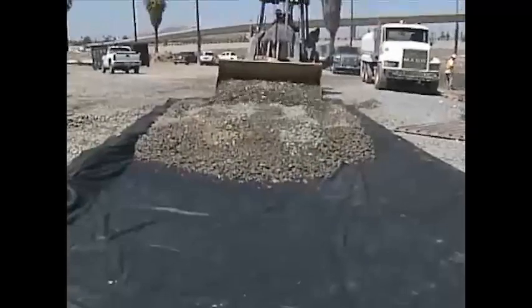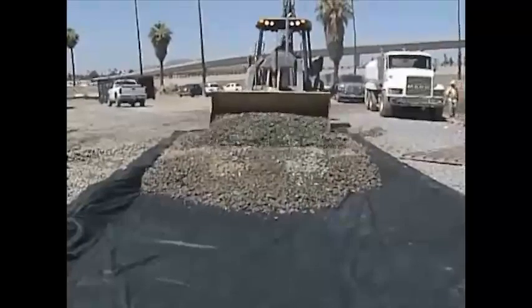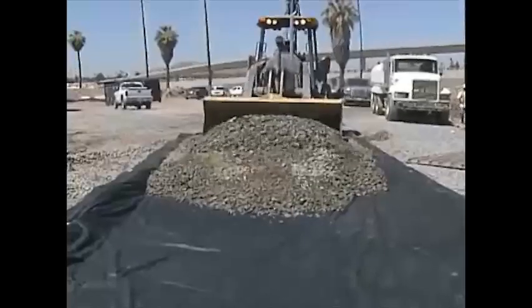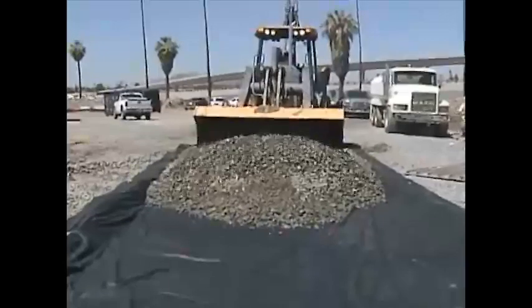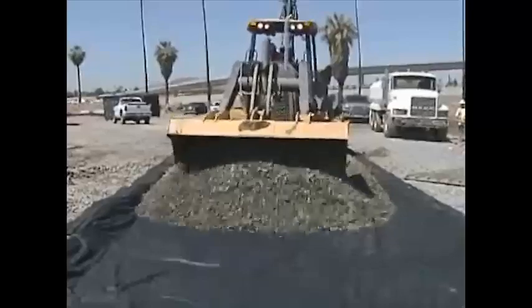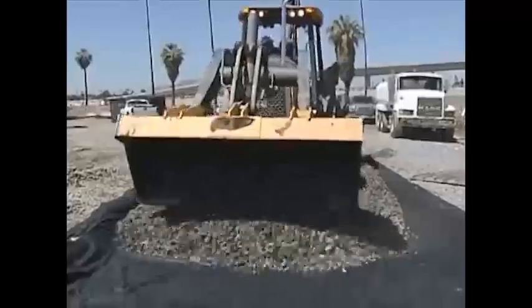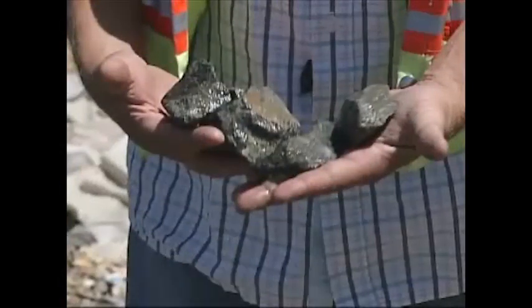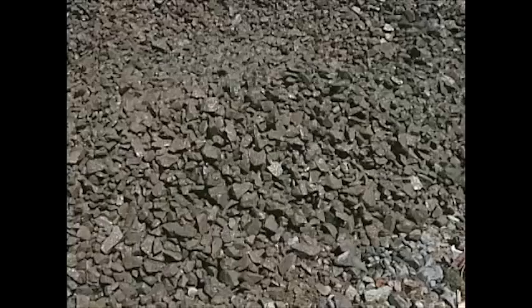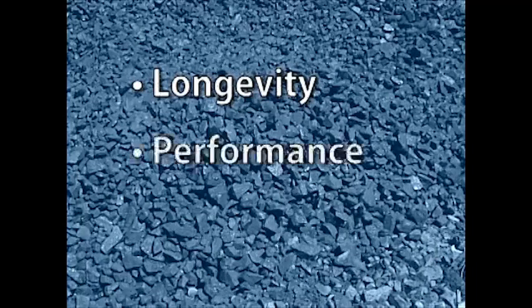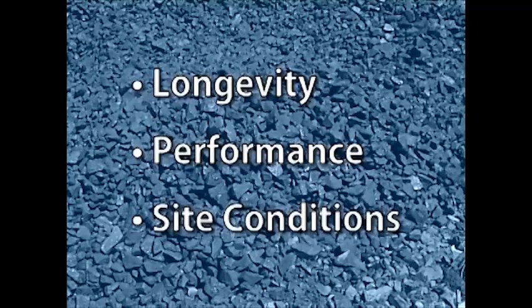Spread the rock onto the temporary entrance fabric in the direction of traffic to a depth of at least 12 inches, or to a depth recommended by the resident engineer. Caltrans requires that rock be approximately 3 to 6 inches in diameter. The selection of rock size should be based upon longevity, required performance, and site conditions.